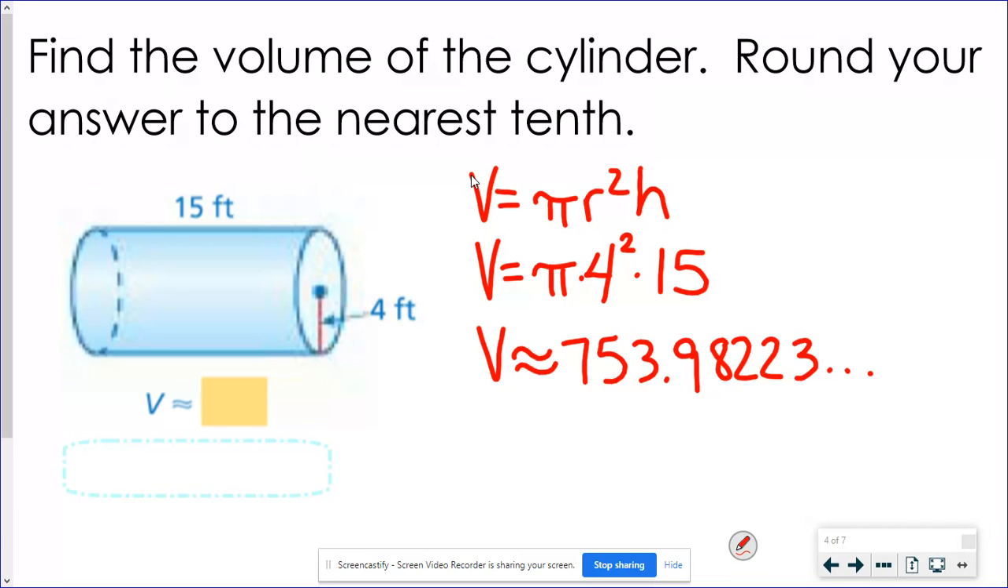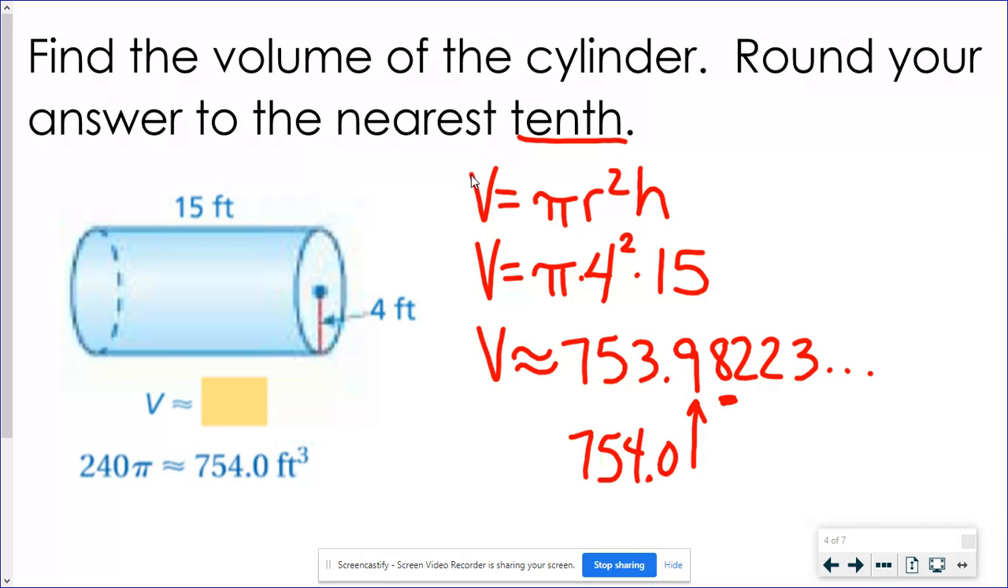This does say round to the nearest tenth, which is this place right here. So I have to look at this place. Does the 8 make the 9 round up? And it does. When a 9 rounds up, remember this is really like 0.9. When that bumps up, that's going to be 1.0. So this is really going to be 754.0. And I would have a label of cubic feet.